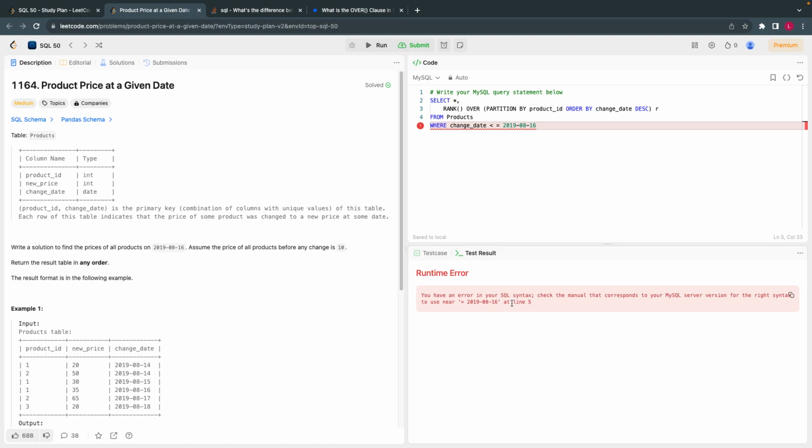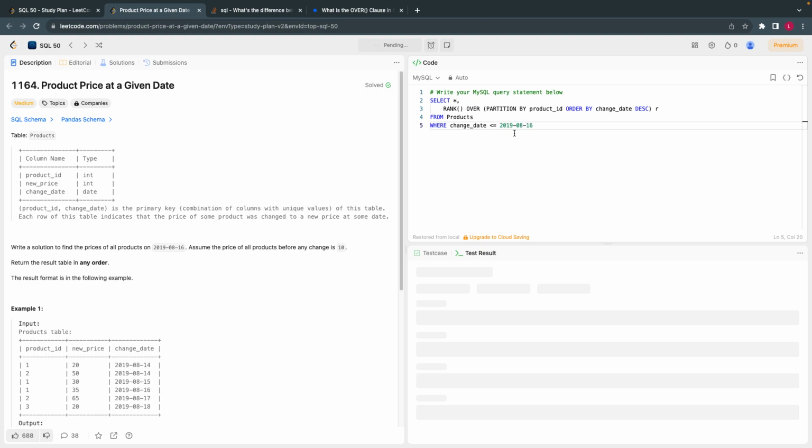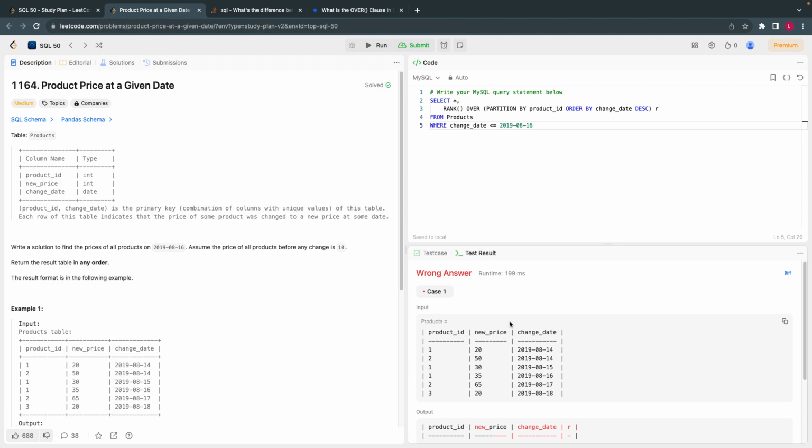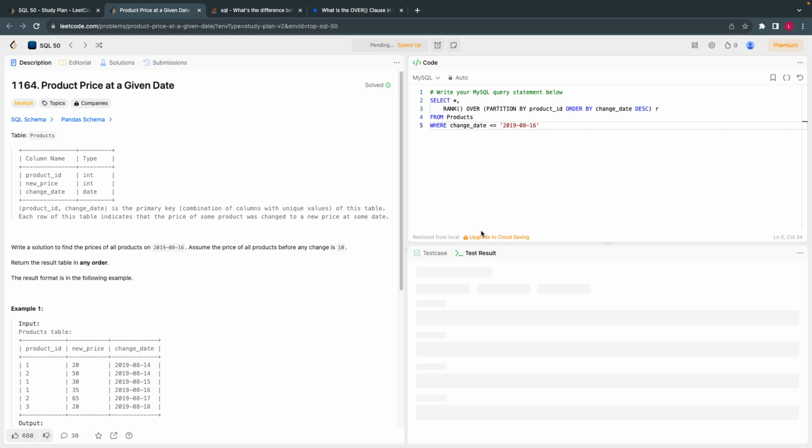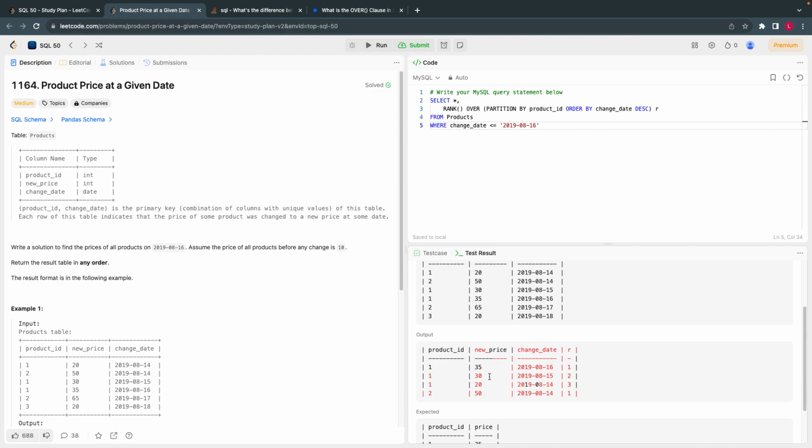So this gives me all the products' recent price. What's the problem? Okay, let's run this. So why is this giving us an error? Is it a string? Yes, it is a string. Date, right? It is a date. All right. So half of the problem is solved, where we are getting all the values of the product.